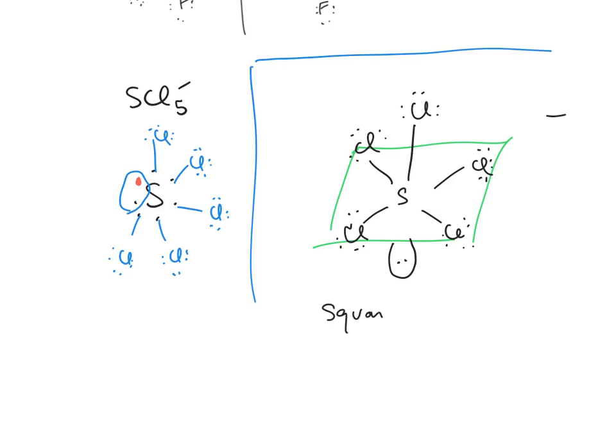You draw it as an octahedron, and you ignore the lone pair. Let me write it down first: square pyramidal, or square pyramid is fine. And what I'm saying here is you've got the square base, and if you draw these red lines in, you can see the pyramid.